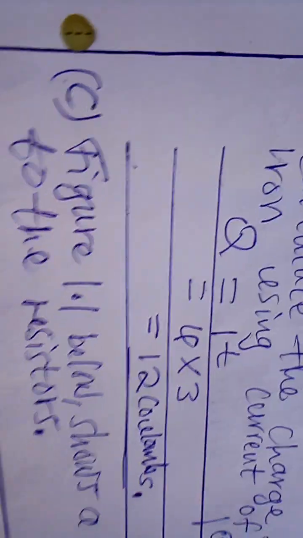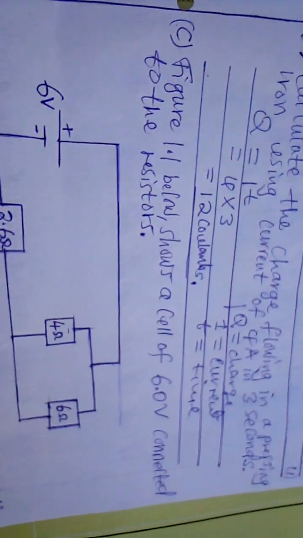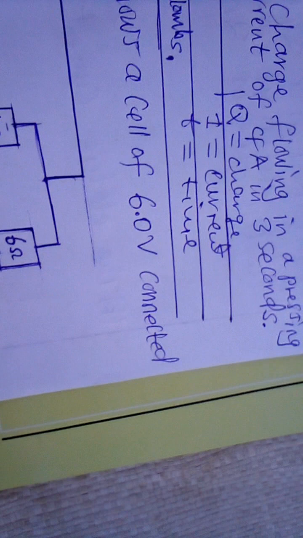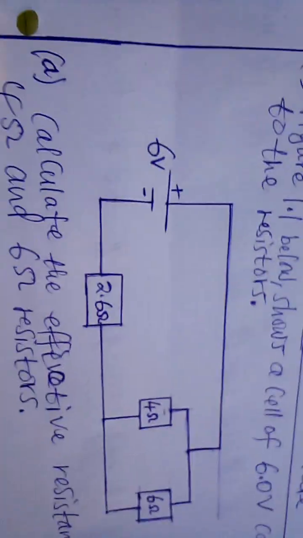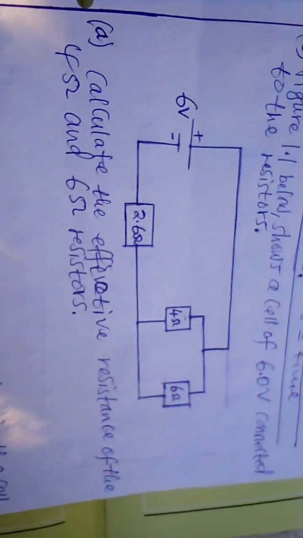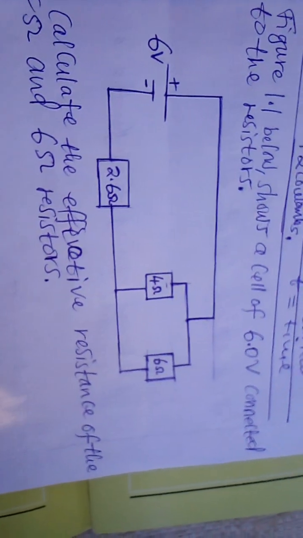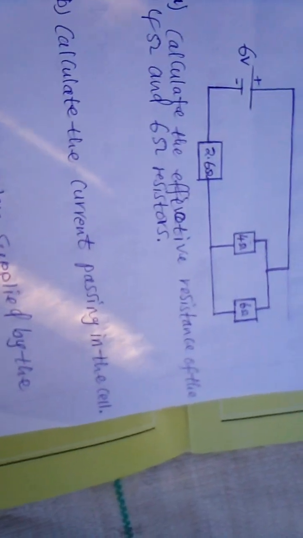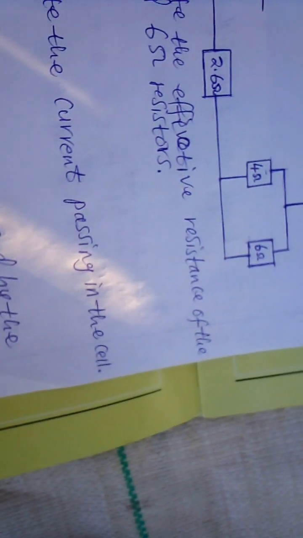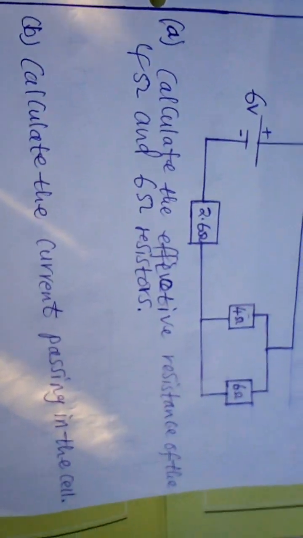So now let's move on to this question. This question is saying, figure 1.1 below shows a cell of 6.0 volt connected to the resistors. This is the diagram. So 6 volt, then we have these 3 resistors. The first question reads: calculate the effective resistance of the 4 ohm and the 6 ohm resistors.